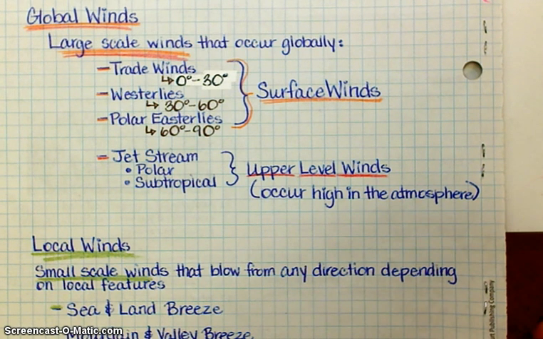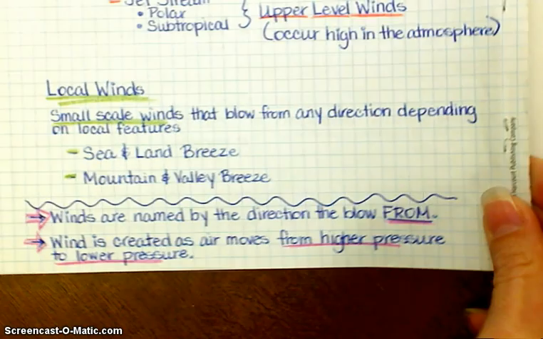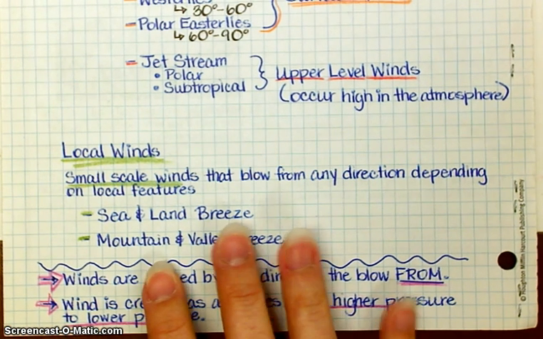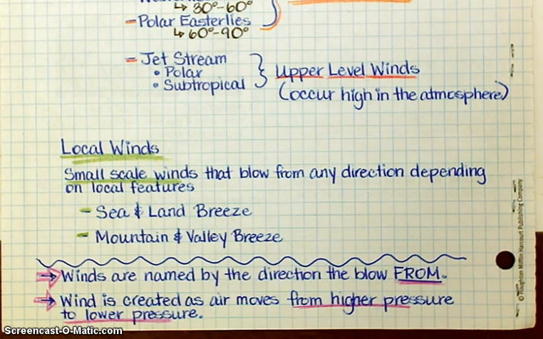Okay? All right, next we have our local winds. Local winds are small-scale winds that blow from any direction depending on local features. So it's going to be different depending on where you are. We have sea and land breezes, and we have mountain and valley breezes.